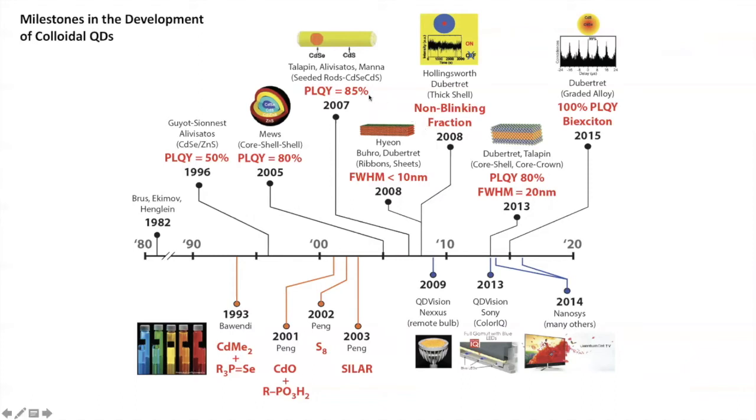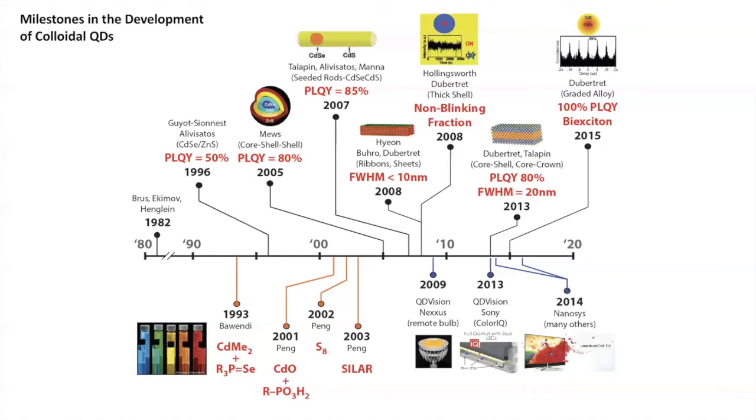The other thing that's really important is the photoluminescence quantum yield. Photoluminescence quantum yield is a measure of how many photons are absorbed versus how many photons are emitted. If the quantum dot is very good at absorbing and then re-emitting the light, it's going to have a high photoluminescence quantum yield. And if the photons are absorbed and not re-emitted, then the quantum yield will be low.